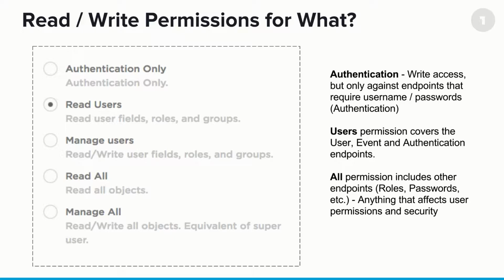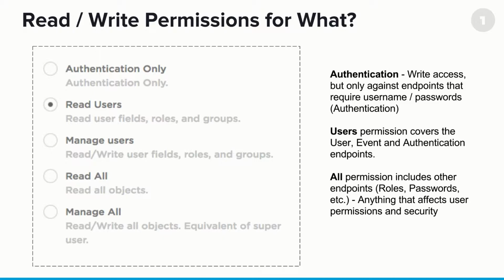We have 5 different key types. The simplest and least privileged of all the key types is an authentication-only key. This allows write access, but only against endpoints that require things like a username and password. There's the user's permissions. This covers things like user events and the authentication endpoints. And finally, the all permission includes other endpoints, such as roles, passwords, anything that affects user permissions and security.